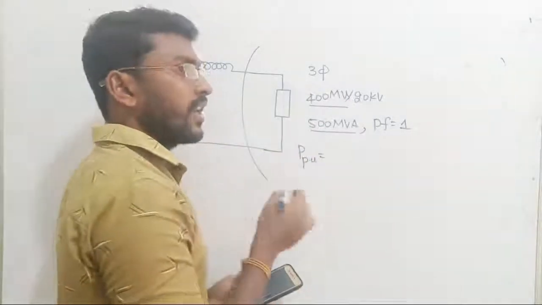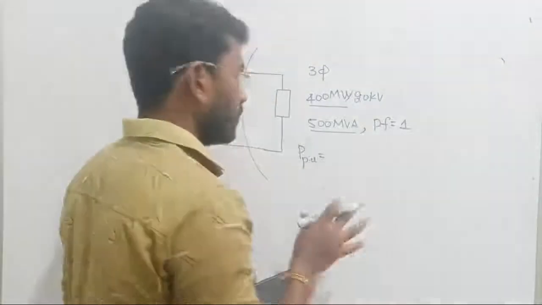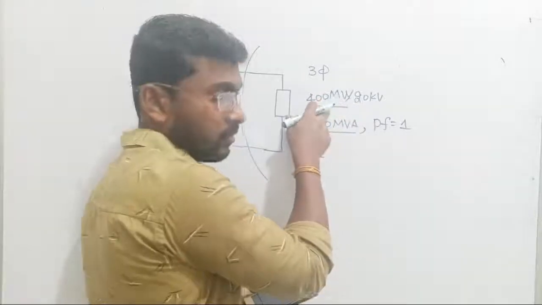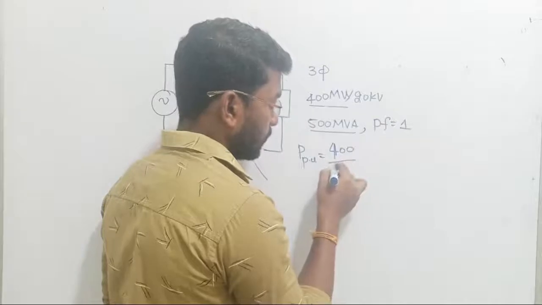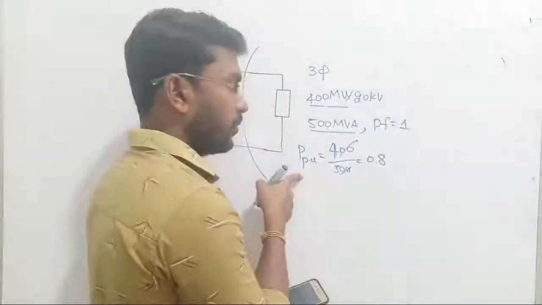First thing. Sir, why are you calculating all this? I will let you know all those things, please. First calculate. Base MVA is given, actual megawatt also given, right? So the actual power divided by base power is equal to 0.8. That is the per unit value of the power.